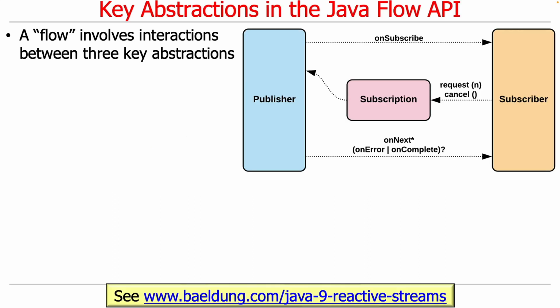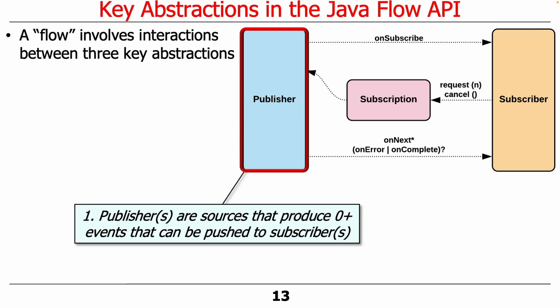Here are the main abstractions in the Flow API. There are 3 main abstractions here, and the processor is the merging together of publisher and subscriber. So first we have the publisher, which, as you might expect, are sources that can produce 0 or more events that can be pushed to subscribers.